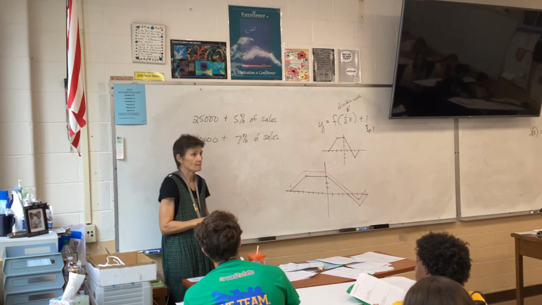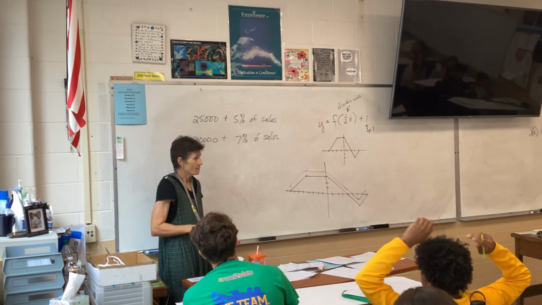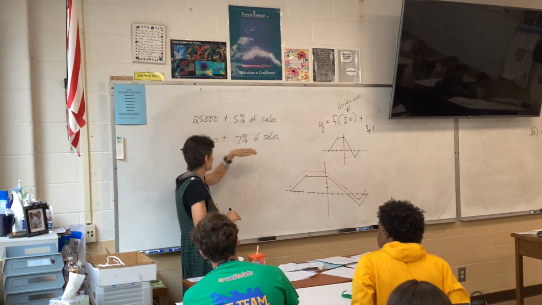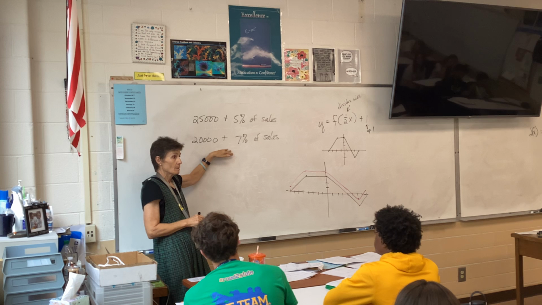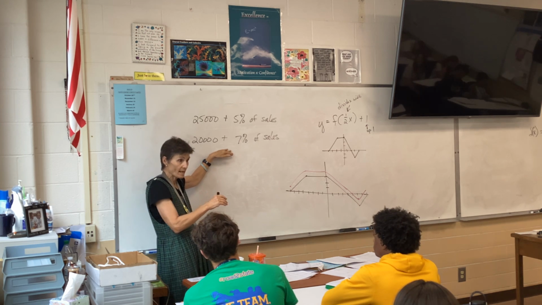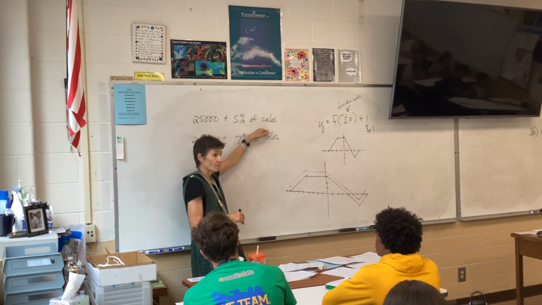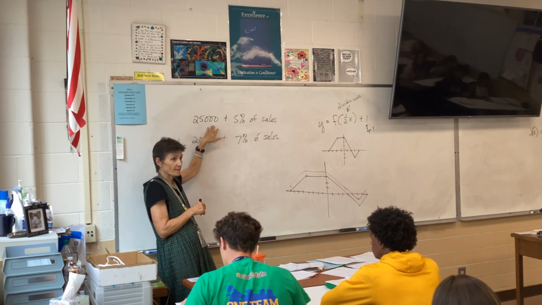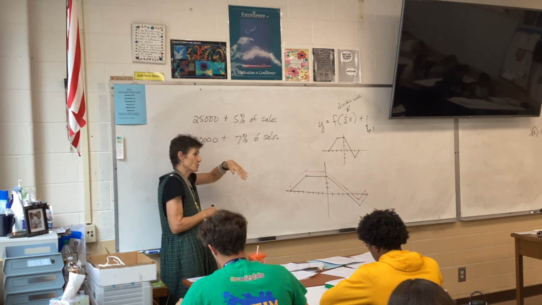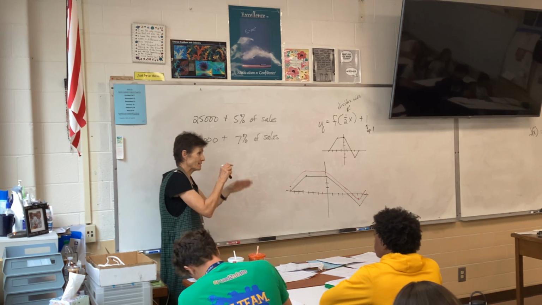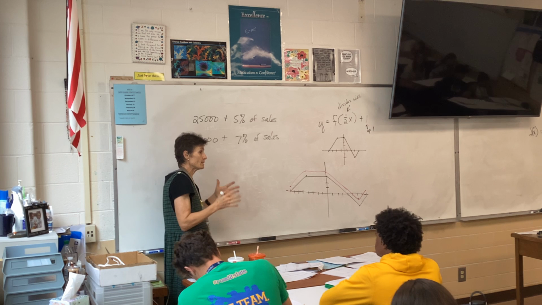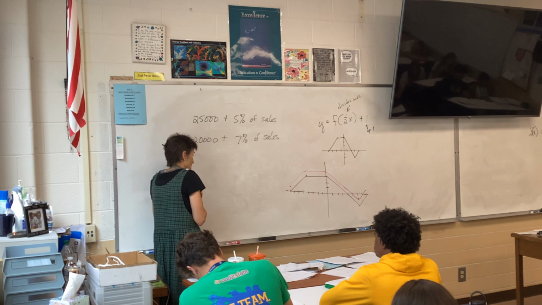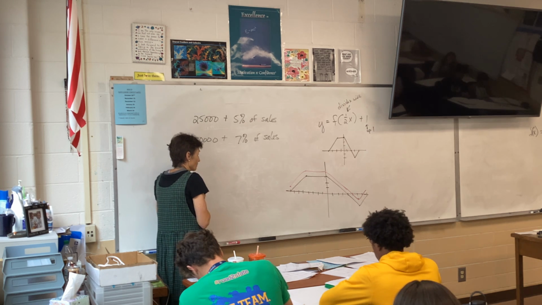First of all, does it make sense to you that if she sells a whole bunch of stuff, this would be the best way to go? Yeah. Because eventually 7% is going to be better than 5%. But if she doesn't sell very much, then she's better off sticking with this plan, right? So your job is to figure out what's the tipping point. Where does she have to sell to make this one the way to go?